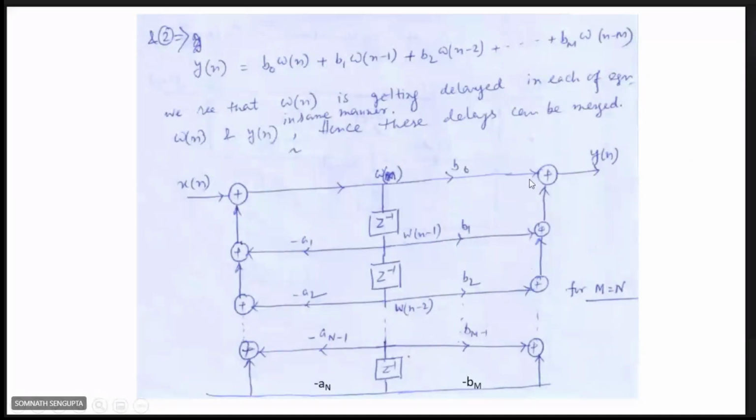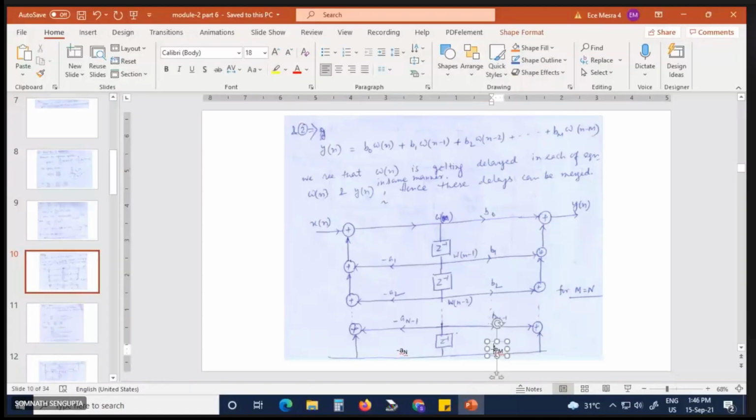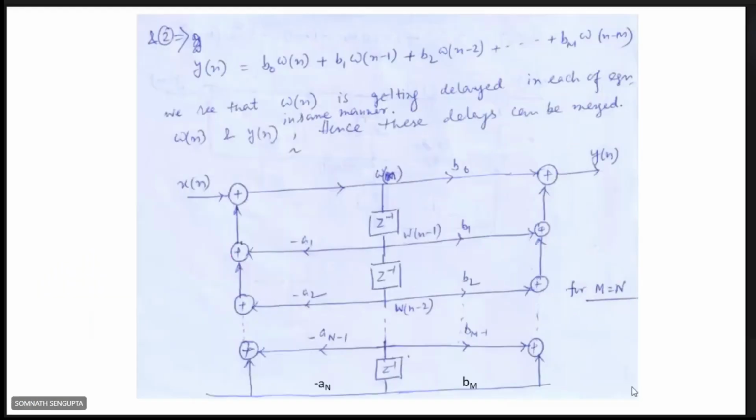Another important thing is to look into the coefficients. Okay, so here all coefficients are positive, b0, b1, b2 up to bm. Okay, all are positive, and on this left hand side, the coefficients a1, a2 all are negative. Okay.